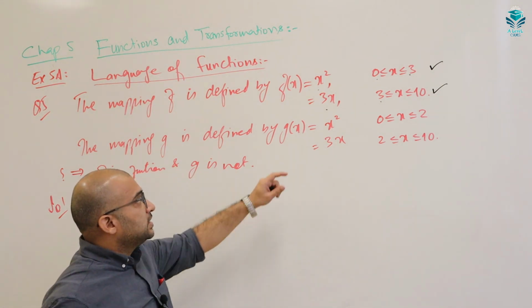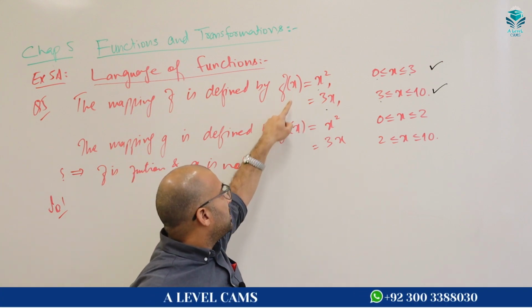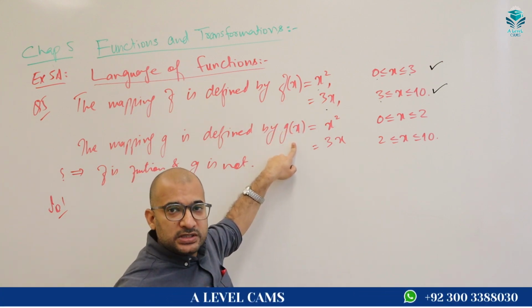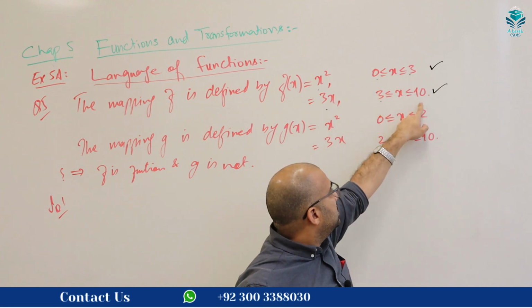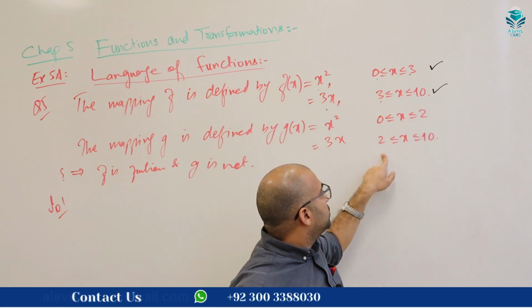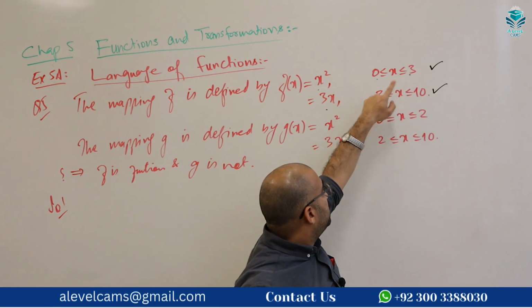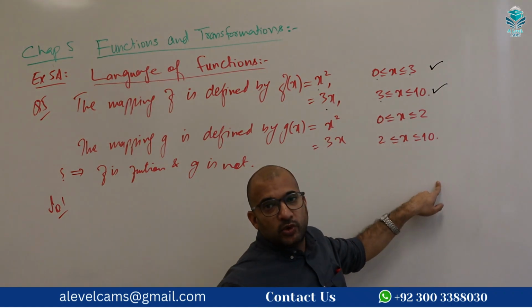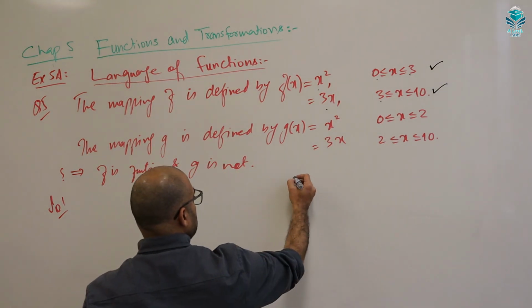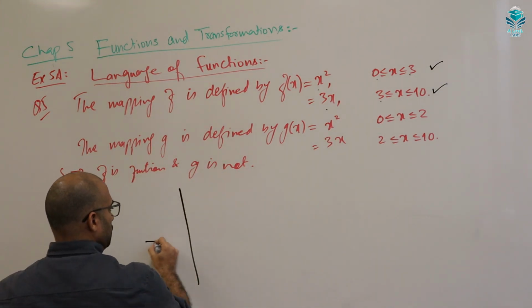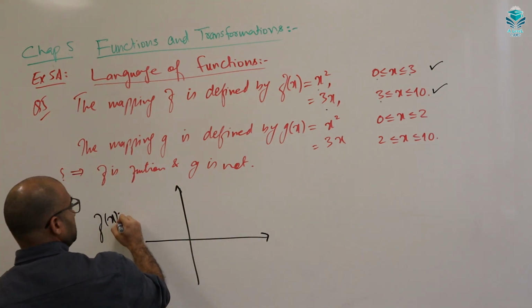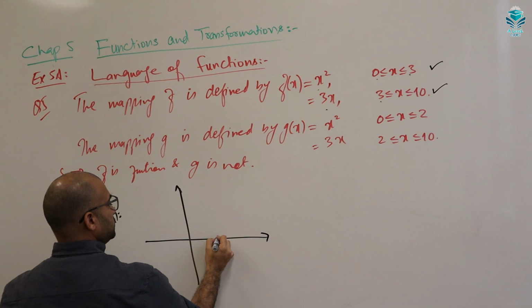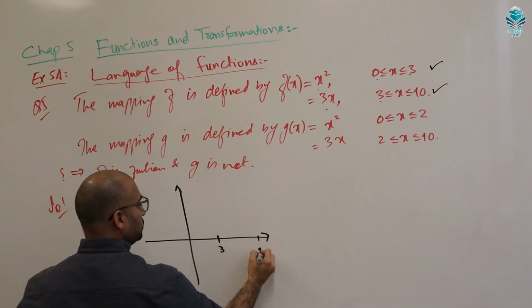You can see here the domain of the function f and the function g is the same. It means the domain is from 0 to 3 and 3 to 10, and similarly 0 to 2 and 2 to 10. So the domain is spread over 0 to 10 for both f and g. If we consider the graph of f of x, this is the graph of f of x defined in two pieces, from 0 to 3 and 3 to 10.